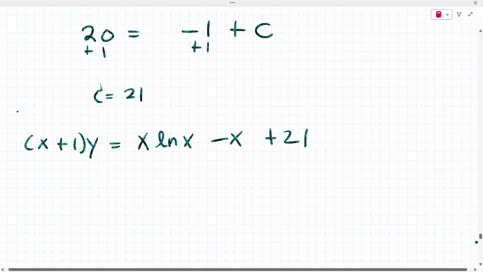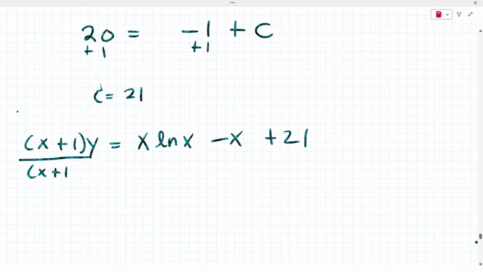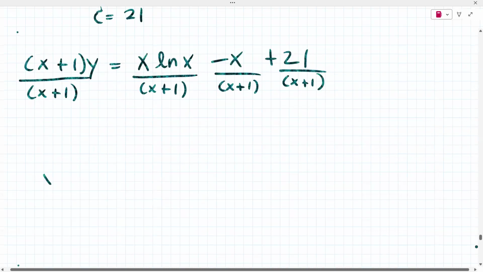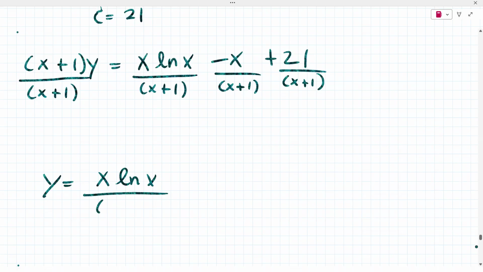Then I would solve for y. So I would have to divide everything by x plus 1. And when you simplify, you should get y equals x ln of x over x plus 1 minus x over x plus 1 plus 21 over x plus 1.